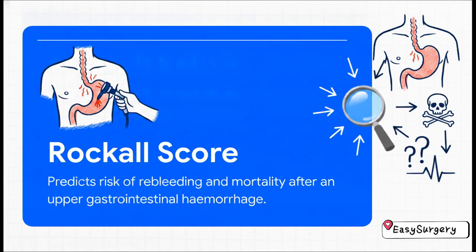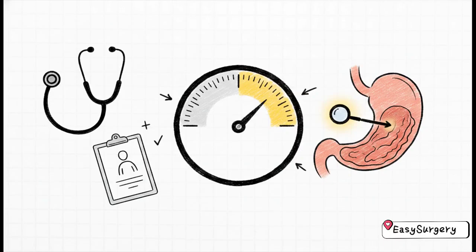And it does this by mashing up what we see clinically right at the bedside with what we actually find when we look inside with a camera. Now, how's the whole thing structured? Well, the total score ranges from 0 to 11. A 0 is your best case scenario, and 11, yeah, that's the absolute worst. But the really crucial point here is that this score is split into two very distinct phases. First, you've got the pre-endoscopy component, which relies purely on clinical signs. Then, you've got the endoscopic component, which relies entirely on the physical findings from the camera.